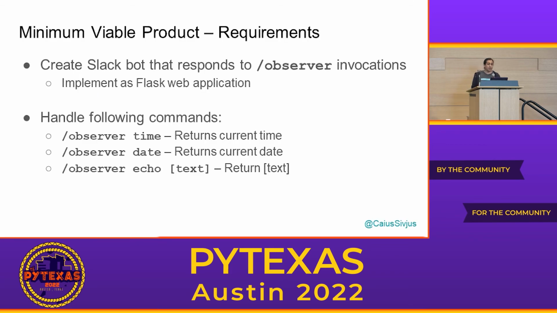So for our MVP, we're going to create a bot that responds to the slash observer command. And this command is going to handle 3 different subcommands. If we do slash observer time, it's going to give the current time, slash observer date, current date, and then slash observer echo and some text. It's going to return that text to our Slack instance.